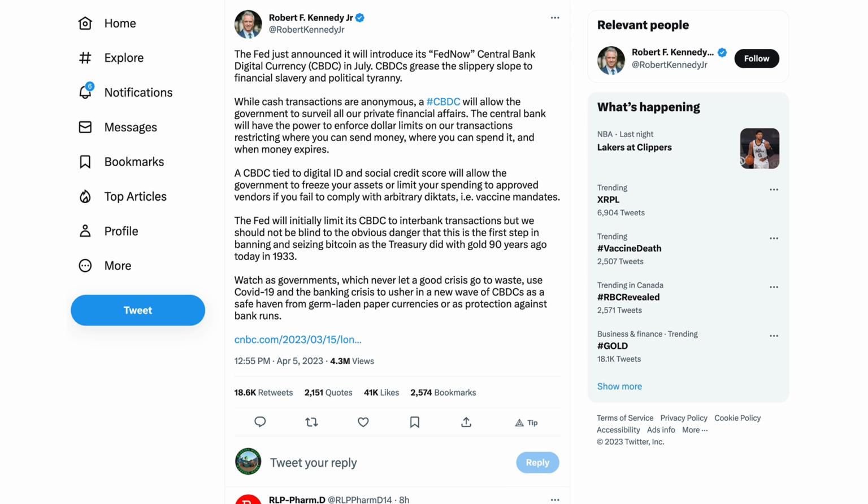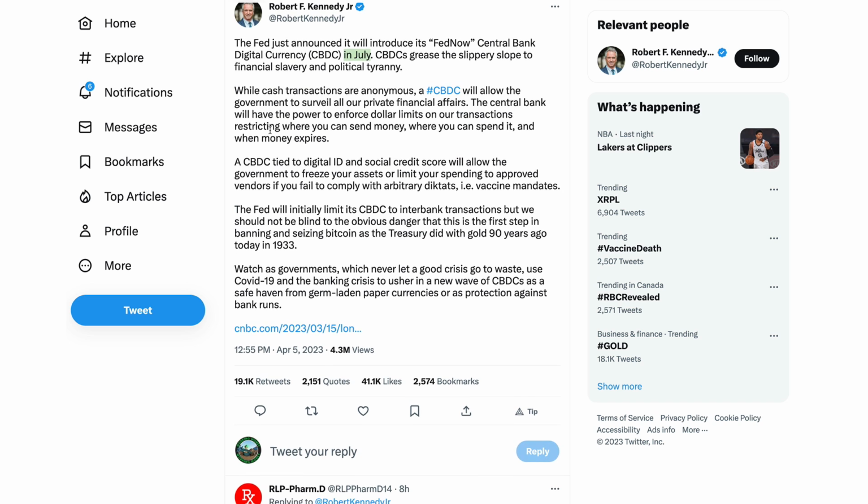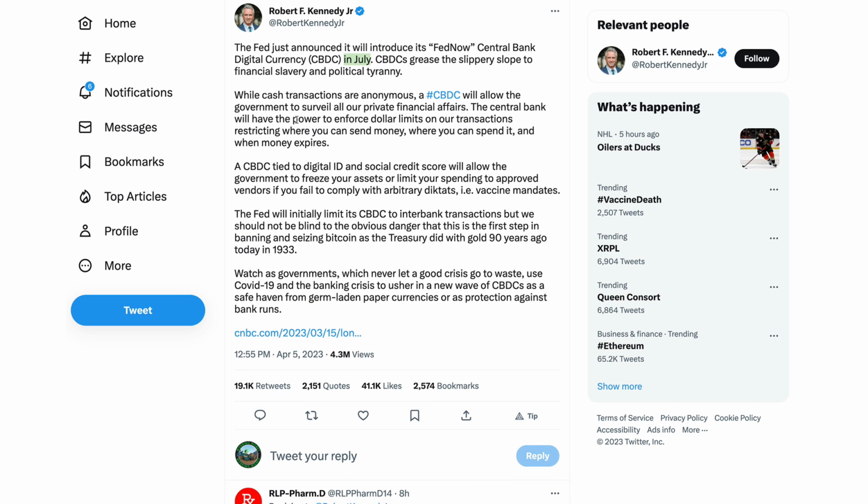Robert F. Kennedy Jr. also put out quite a lengthy tweet here on FedNow and central bank digital currencies in the United States. The Fed just announced it will introduce its FedNow central bank digital currency in July. So this is now confirmed. We're going to see some kind of CBDC coming out in July. CBDCs grease the slippery slope to financial slavery and political tyranny. While cash transactions are anonymous, a CBDC will allow the government to surveil all our private financial affairs. The central bank will have the power to enforce dollar limits on our transactions, restricting where you can send money, where you can spend it, and when money expires.